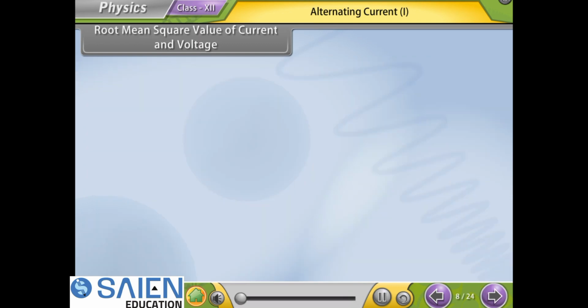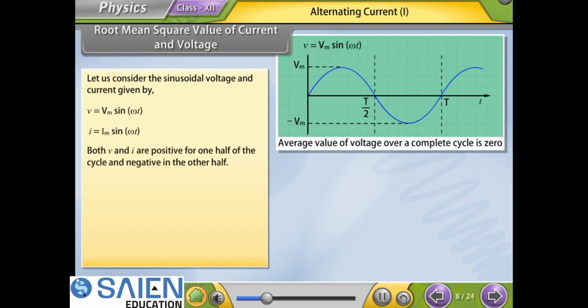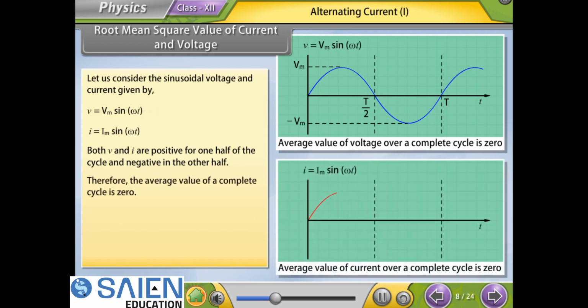Root mean square value of current and voltage. Let us consider the sinusoidal voltage and current given by V is equal to Vm sine omega t, I is equal to Im sine omega t. Both V and I are positive for one half of the cycle and negative in the other half. Therefore, the average value over a complete cycle is 0.